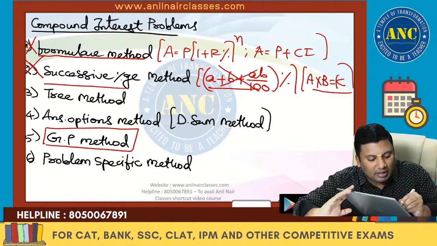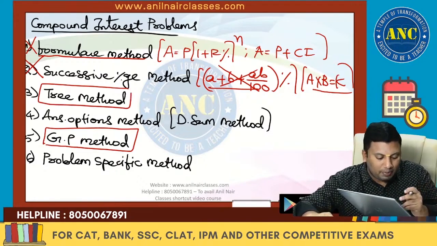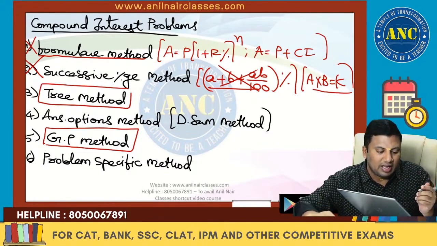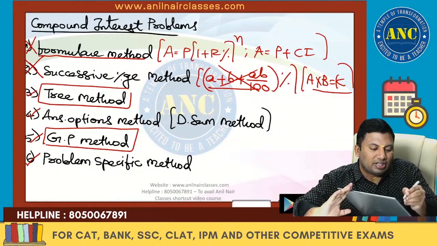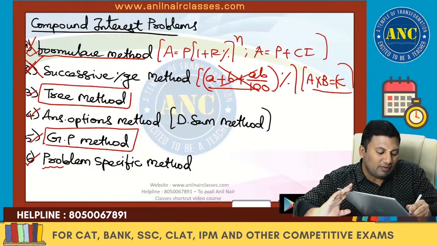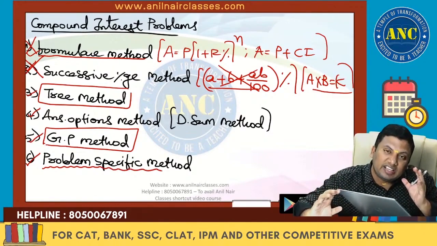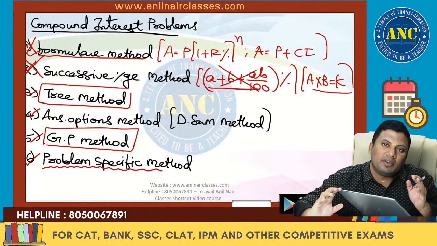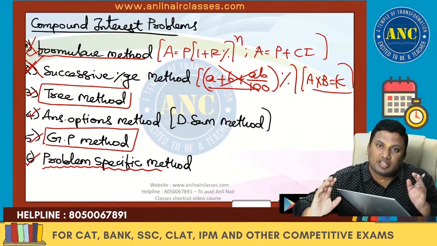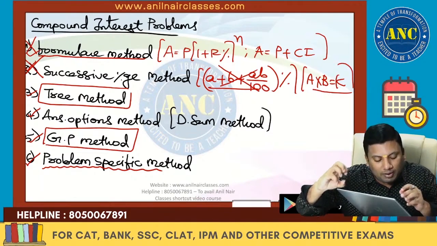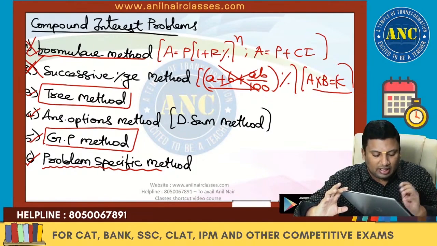Next it is the tree method. Yesterday we discussed it. Answer options method, GP method, and problem specific method. These are the 6 various methods to solve compound interest based problems. Anything which is a particular variety and defined only for when the amount is double, the relationship between the time period and rate of interest is n is approximately equivalent to 72 by R. This kind of problem comes under the problem specific method. Answer options method, GP method, digital sum method.